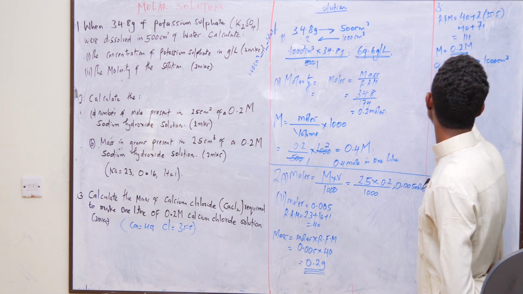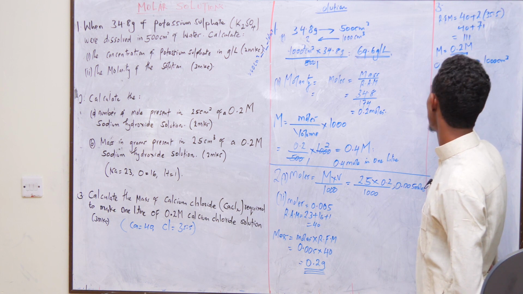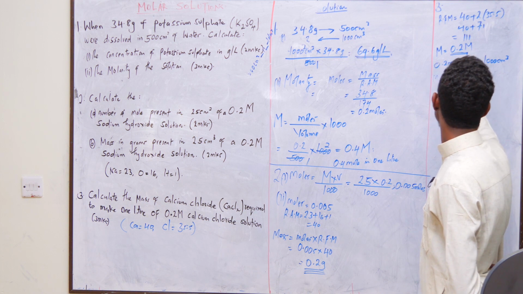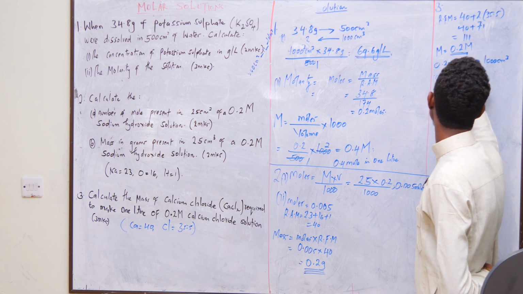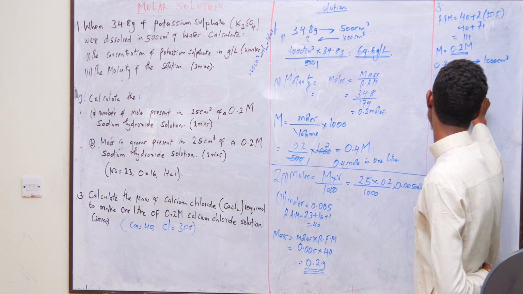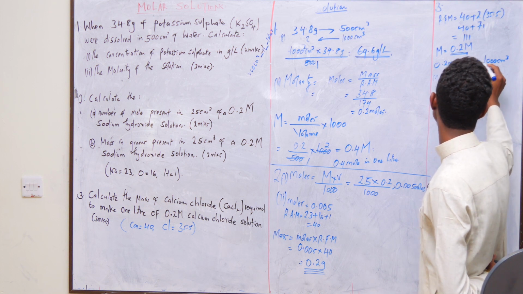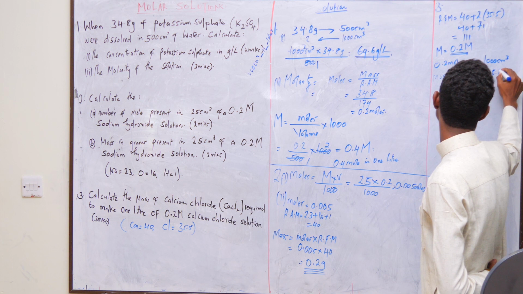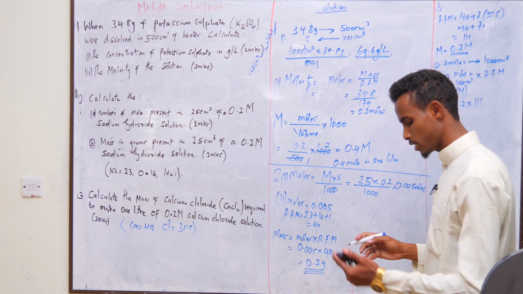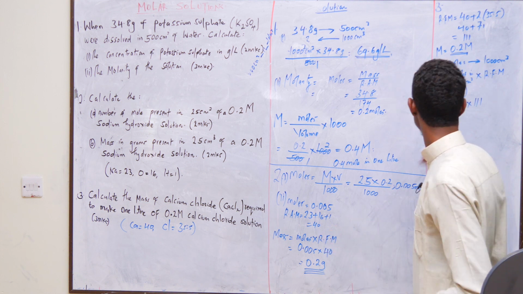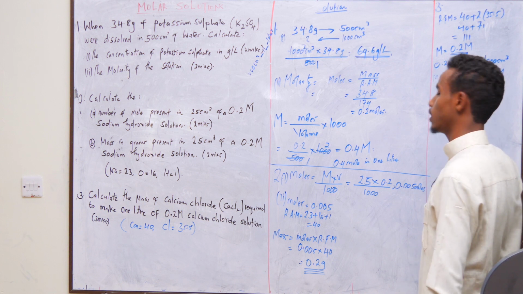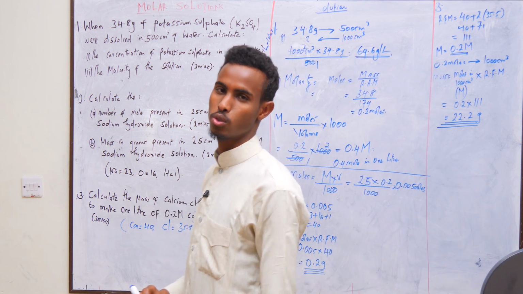Now what you ask, calculate the mass. Mass is equal to moles in 1,000 cubic centimeter, referred to as molarity, times the RFM, relative formula mass, that is 0.2 times 111, which is 22.2 grams. And that is the solution to the problem.